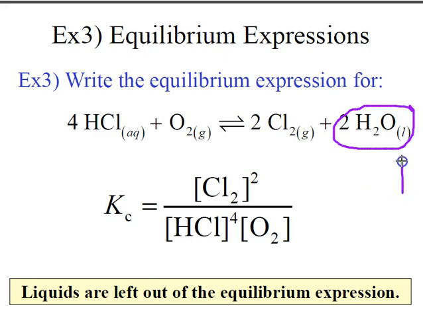Water is a what? A liquid. Liquids, just like solids, are left out of the equilibrium expression. So solids are left out, liquids are left out. What do we include? We include gases, and we include things that are aqueous, meaning they're in liquid. They are not liquid themselves, though. So think about when you put salt in water, the salt is aqueous. It's in the water, but the salt is not a liquid. Okay, the water is the liquid. So we don't include liquids or solids, but we do include gases and aqueous substances in our equilibrium expressions.